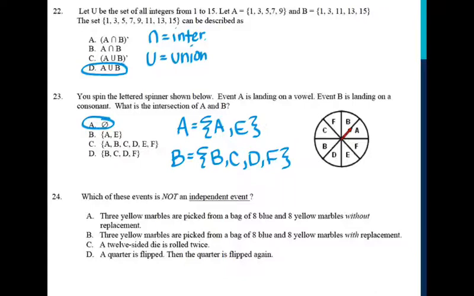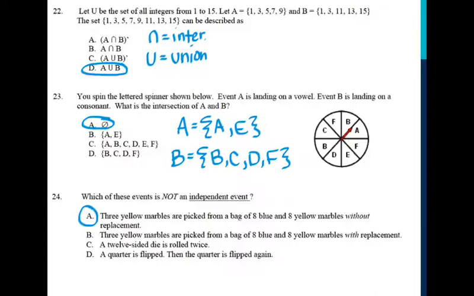For 34, which of these events is not an independent event? So non-independent means that it is dependent. So dependent means your scenarios are changing. So 3 yellow marbles are picked from a bag of 8 blue marbles and 8 yellow marbles without replacement. So that means when I'm taking a marble out, I am not putting it back in. So that means it changes the bag of marbles. So that one is not independent. So that's going to be A.